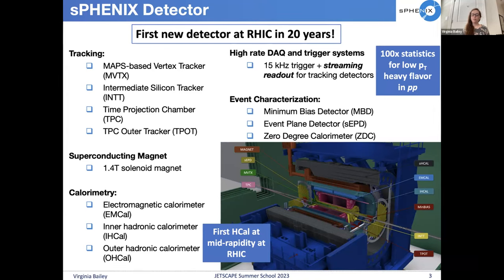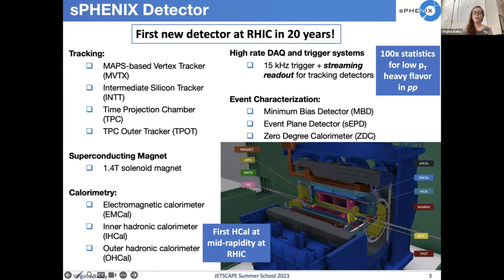And all of these work together to reconstruct tracks, which are coming from charged particles that bend within the 1.4 Tesla magnetic field provided by our solenoid magnet, which sits out here.